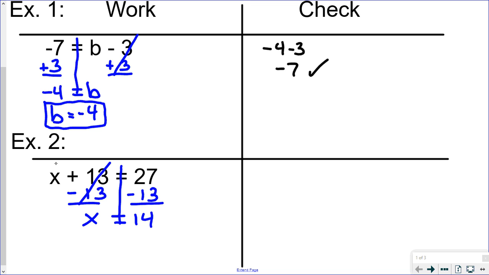Now I'm going to check it and see, is 14 plus 13 equal to 27? 14 plus 13 is 27, so I know I got the correct answer.